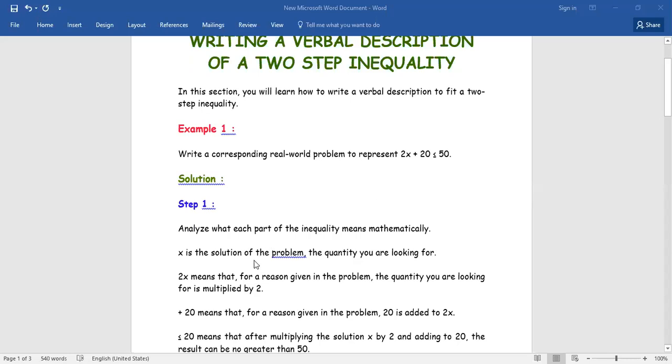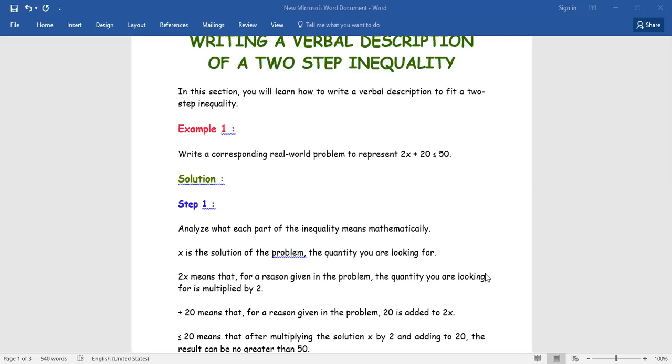2x means that, for a reason given in the problem, the quantity you are looking for is multiplied by 2. So whatever situation you choose, you will multiply this variable by 2, right? What does 20 mean in this question? It means that, for a reason given in the problem, you are going to add 20.